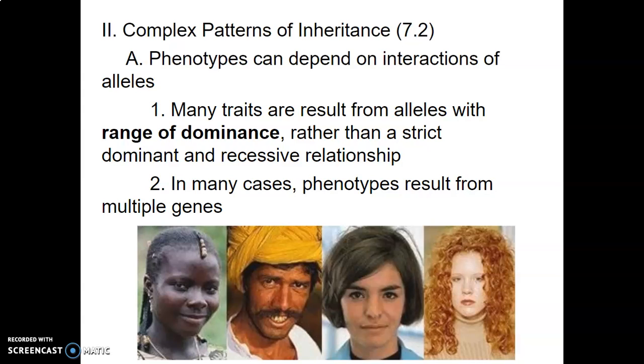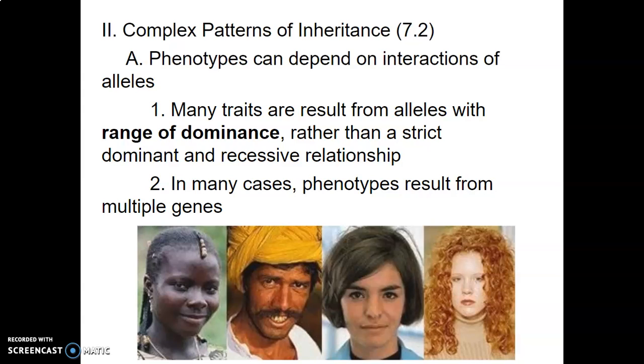Okay? So phenotypes, remember that's what you physically can see, can depend on interactions of alleles, of course. We've learned the basics, the rules. If you're heterozygous, you've got a dominant and recessive allele, the dominant always shows up. It masks over the recessive one. Then that's what you see, your phenotype. What you'd see would be the dominant trait or the dominant allele.